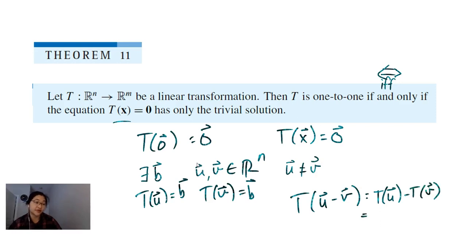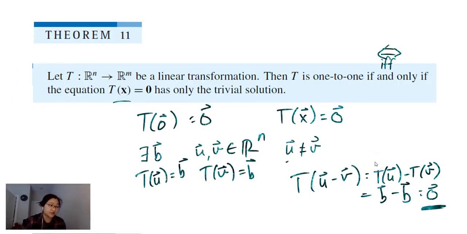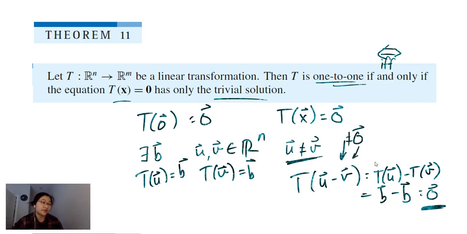Because it's a linear transformation, so we can do that. And so we're getting our b vector minus our b vector, and that's 0. But remember that u is not equal to v, so u minus v is not 0. And so there's more than one solution. Either we have only the trivial solution, and so we have one-to-one, or we don't. If we have a non-trivial solution, then we don't have one-to-one.